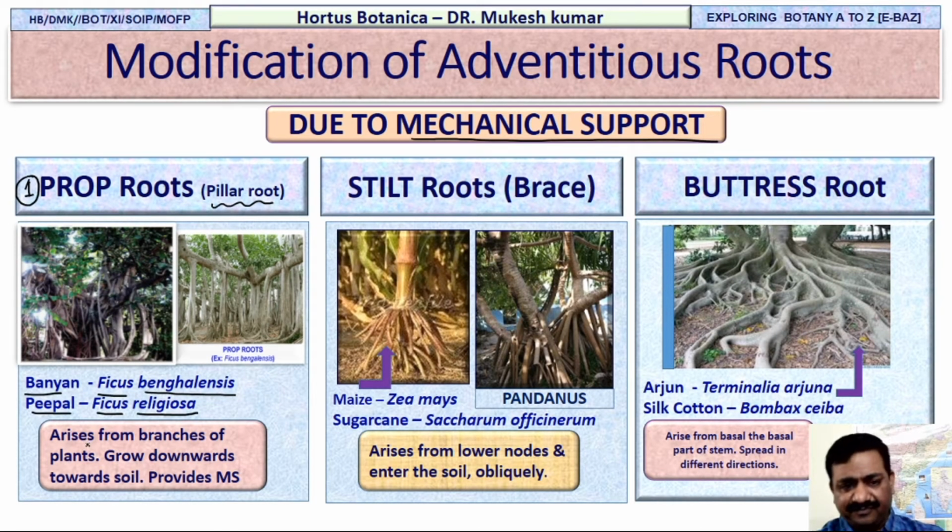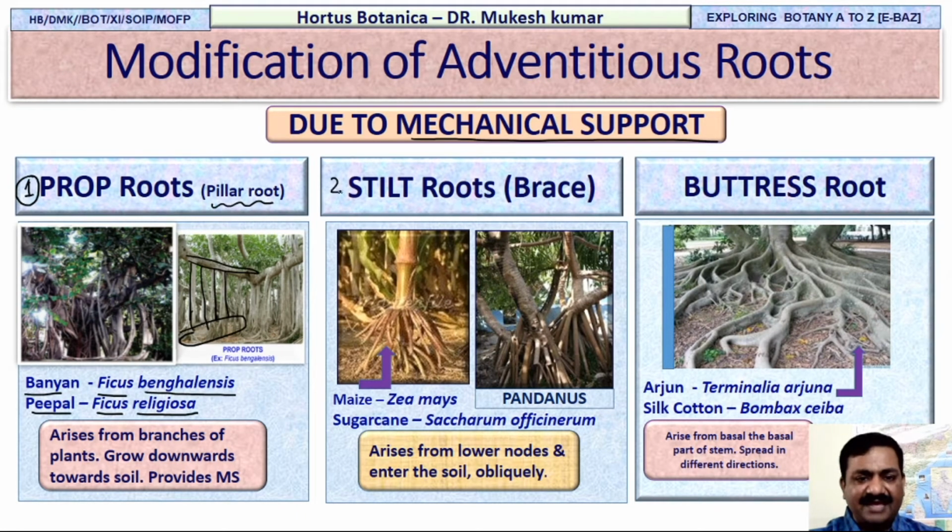So what we find here, the main character is that it arises from branches of the plant, as I told you earlier, and grows downward towards the soil, providing mechanical support, isn't it? See how interestingly these are the main branches, and these are the prop roots coming downward, attached to the soil and providing mechanical support.